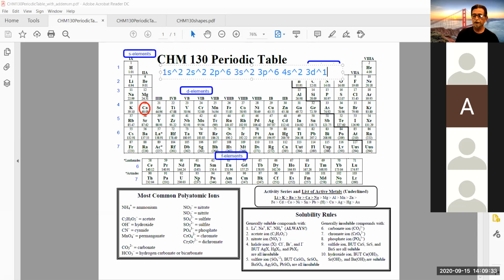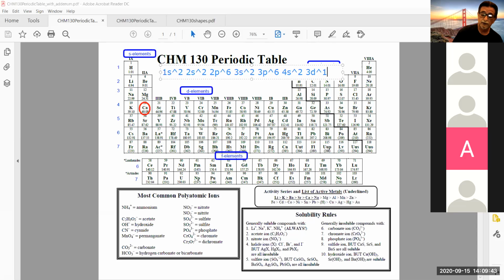Remember how many electrons I can put in the D? Is it 10 or 8? No, 10. 10 is correct. That's zinc.